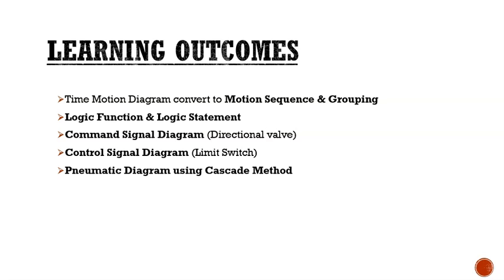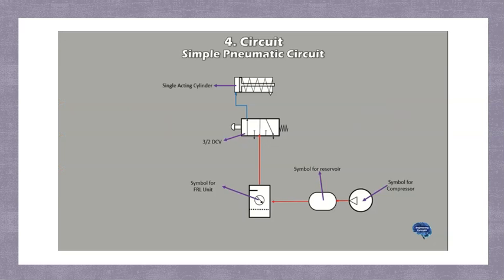Okay, first you all need to know the time motion diagram and how to convert it to a motion sequence and grouping, which will then produce the logic function and logic statement that we will use to make the basic diagram. And we need to know the command signal, which is related to the directional valve, and the control signal, which is related to the limit switch. And we will use the cascade method.